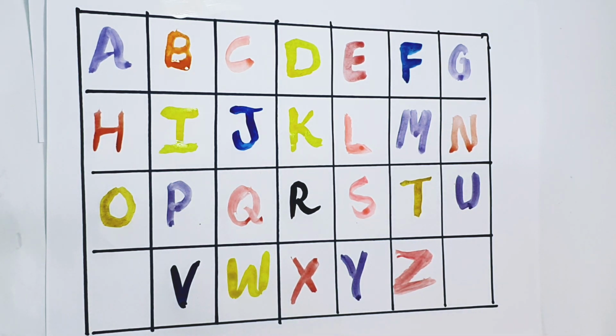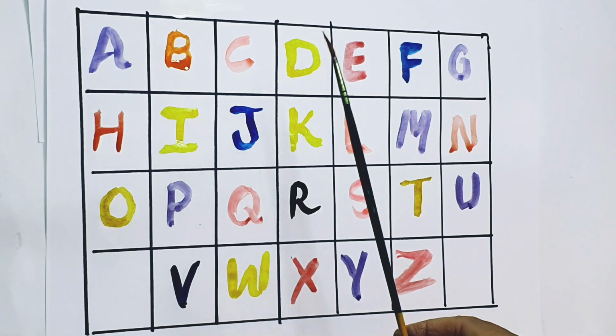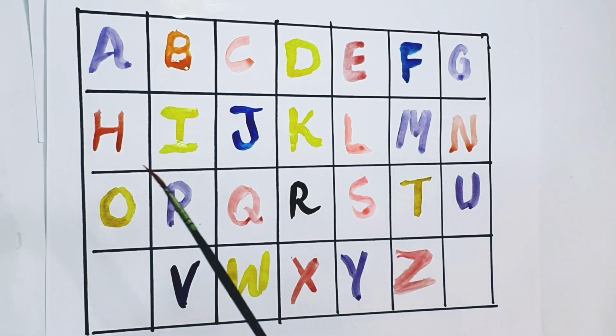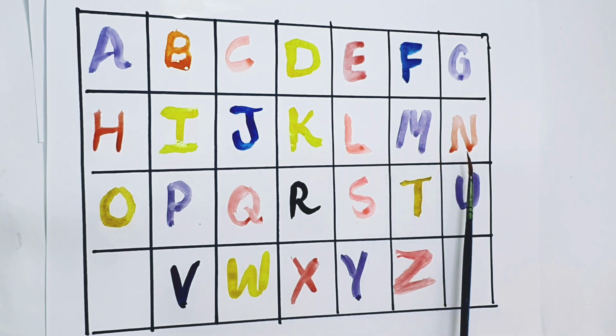So kids, what we learn today? We learn A, B, C, D, E, F, G, H, I, J, K, L, M, N, O, P, Q, R, S, T, U, V, W, X, Y, Z.